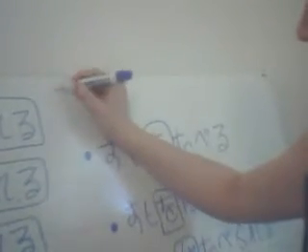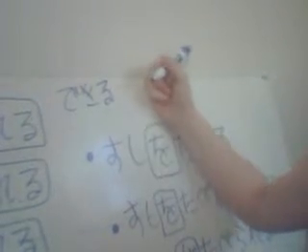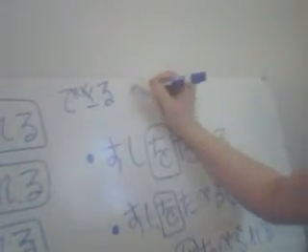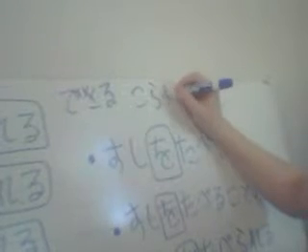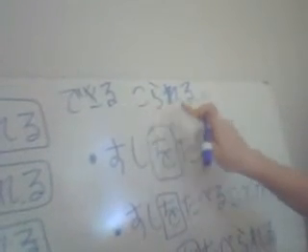I didn't write them down, but I'll write them down for you. So I have a little space. So suru becomes dekiru, and kuru becomes korareru, like that. Korareru.